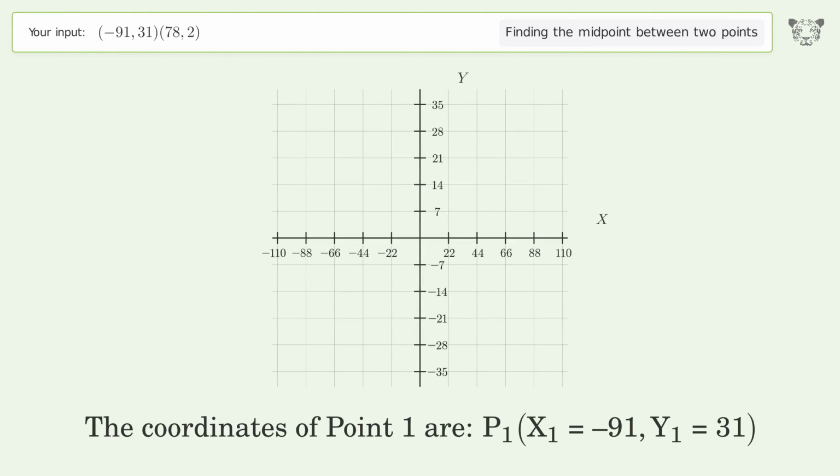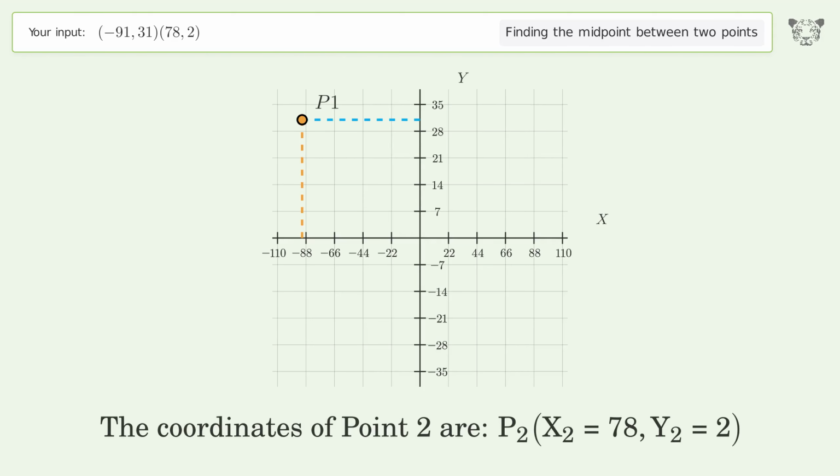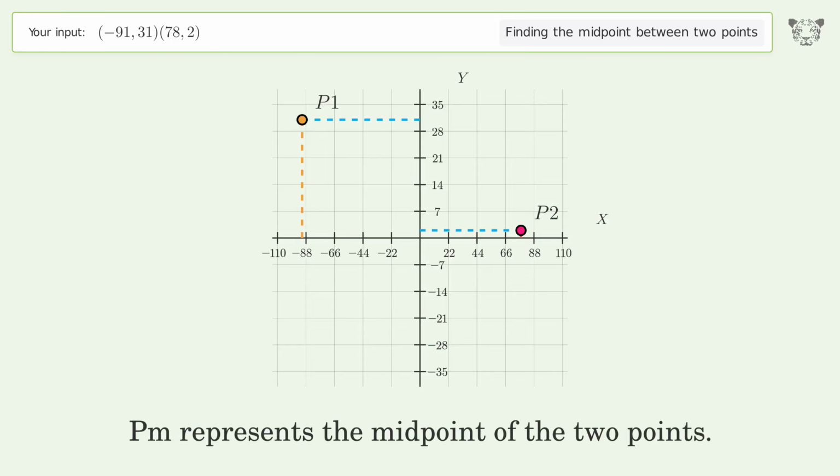The coordinates of point 1 are, x1 equals negative 91, y1 equals 31. The coordinates of point 2 are, x2 equals 78, y2 equals 2. PM represents the midpoint of the 2 points.